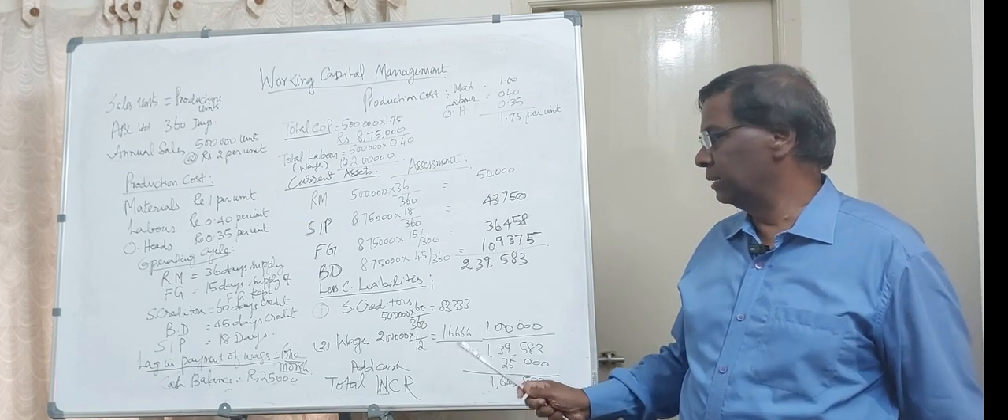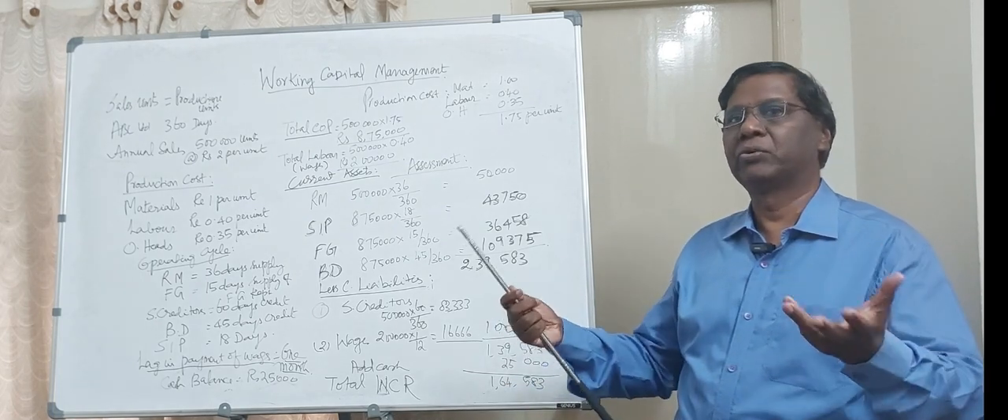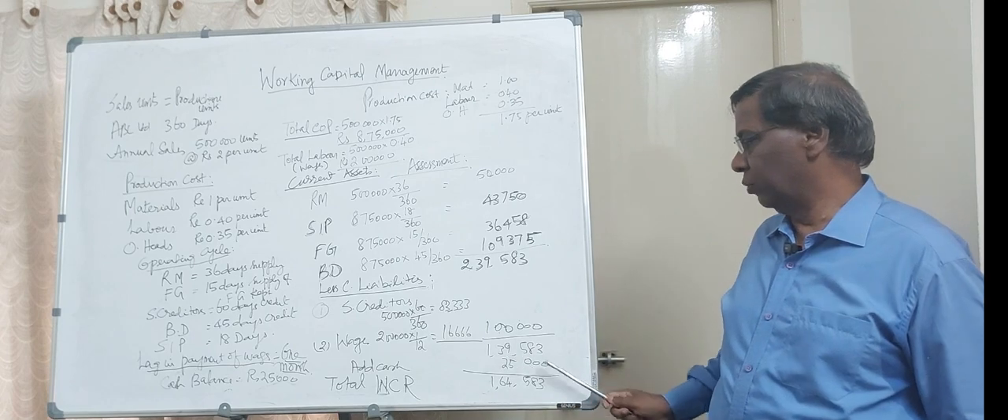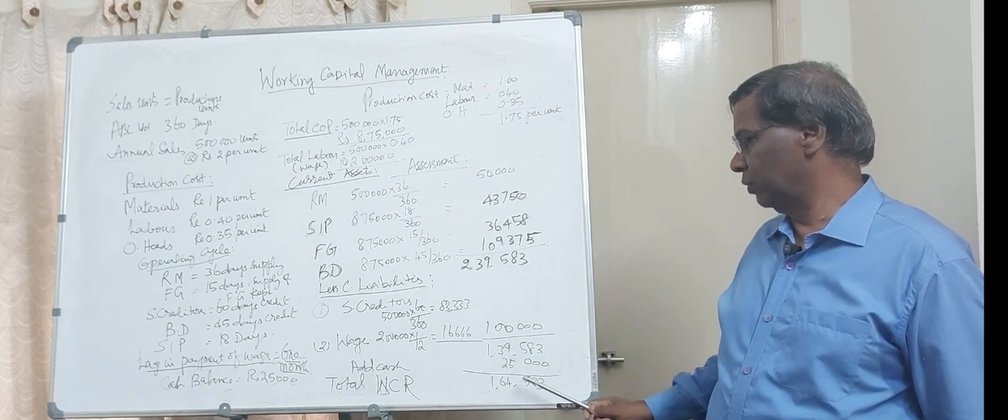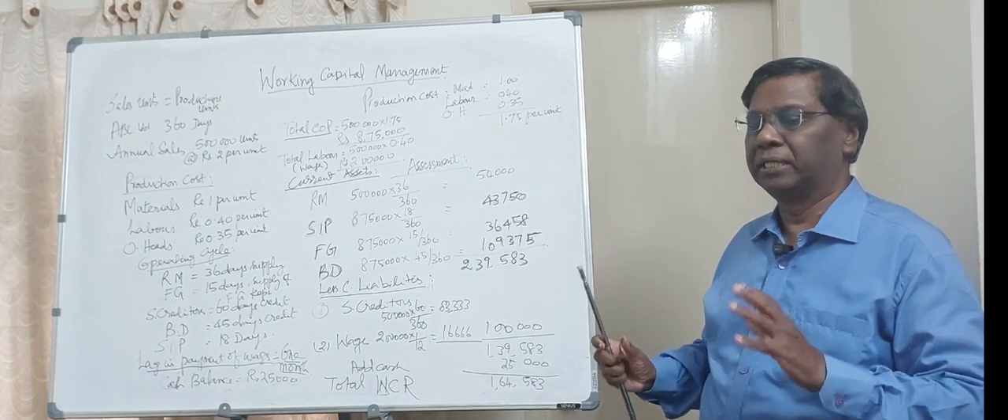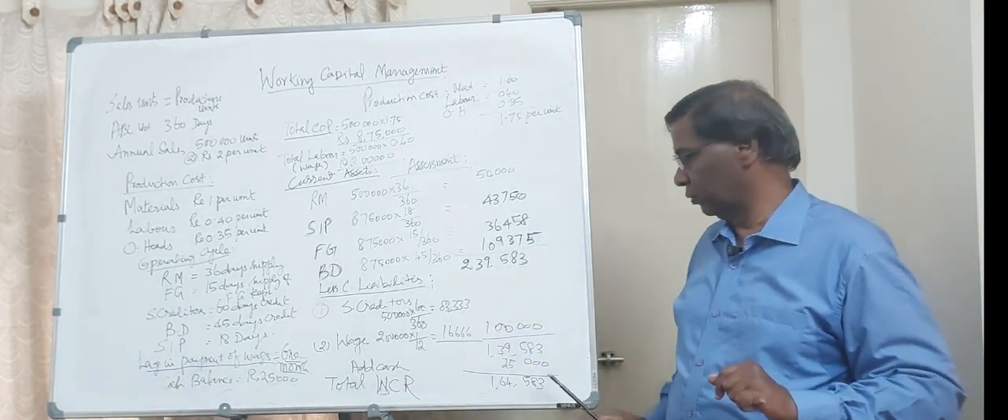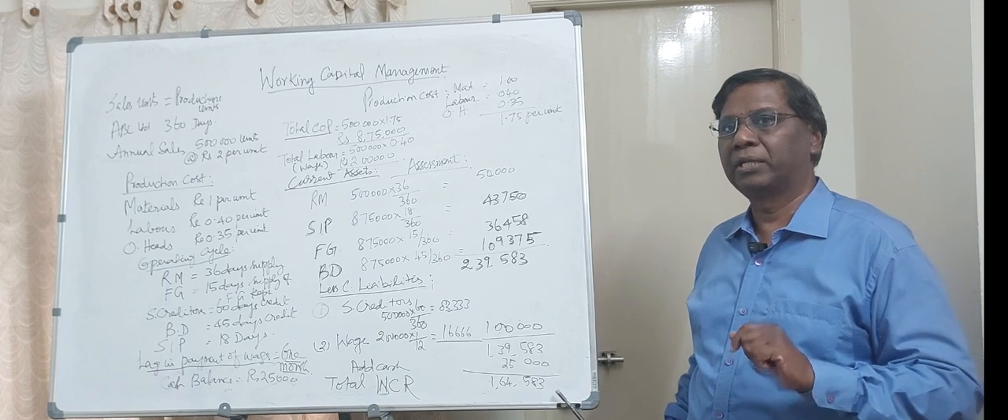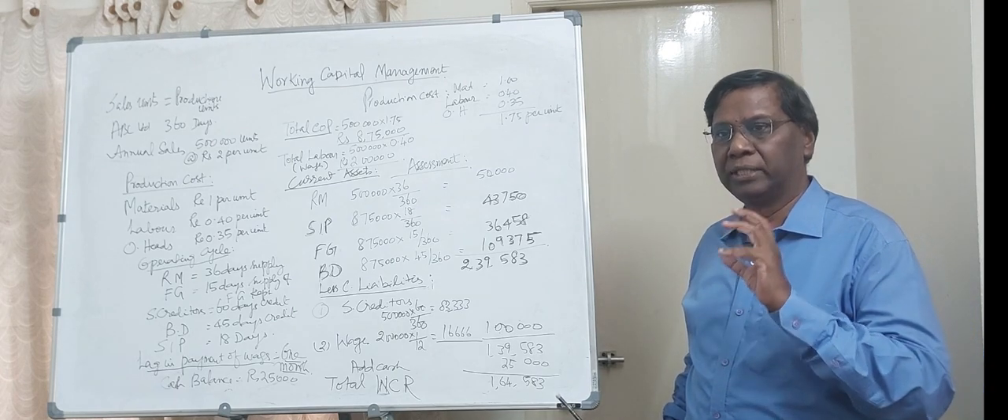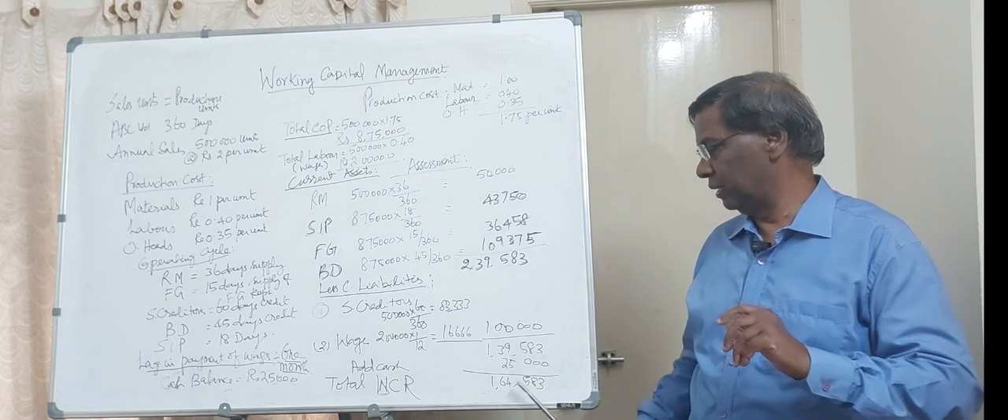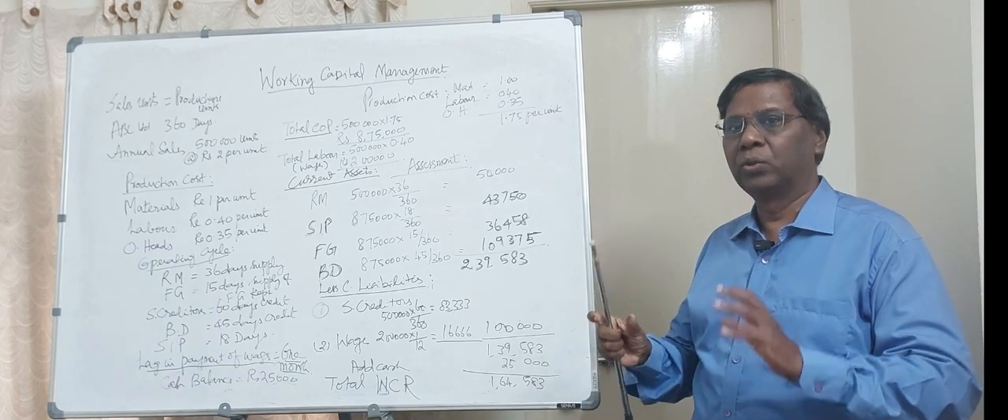Okay. Then again they are saying add cash. They want 25,000 cash for emergency. They add 25,000. So 1 lakh 64,583 is your total requirement excluding bank finance. Got the point? So 1 lakh 64,583 is the total working capital requirement, and you need to have finance to the extent of 1 lakh 64,583, excluding bank finance.